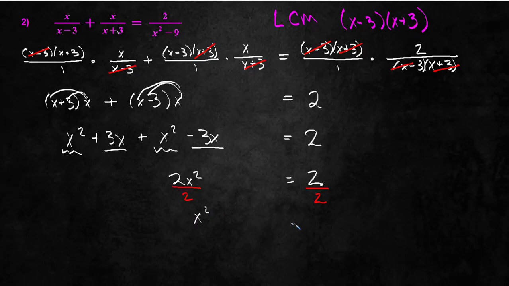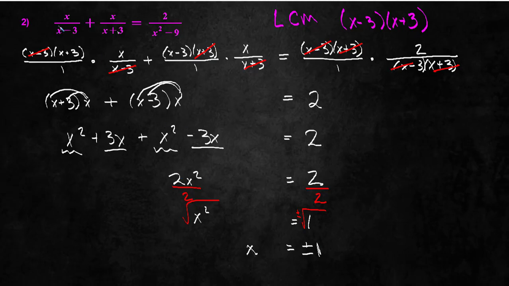x squared is equal to 1. Now I need to take the square root of both sides. And remember, when you're taking the square root, it always creates a positive and negative result of whatever it is. So x is equal to positive or negative 1. The square root of 1 is 1.